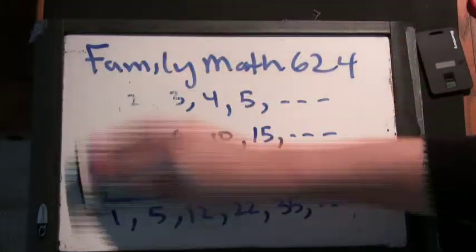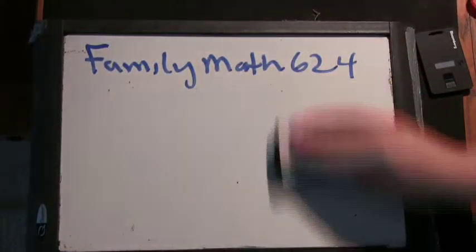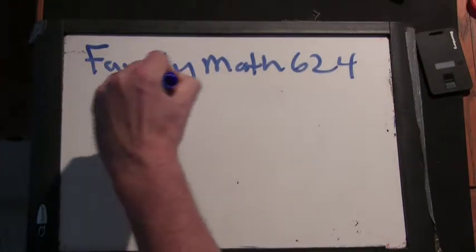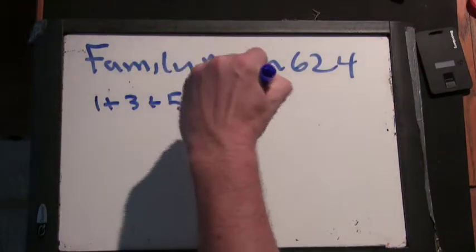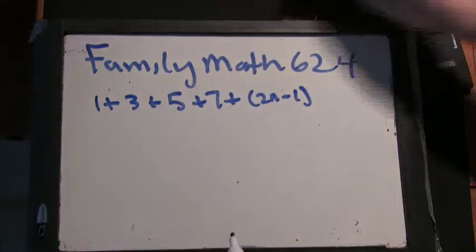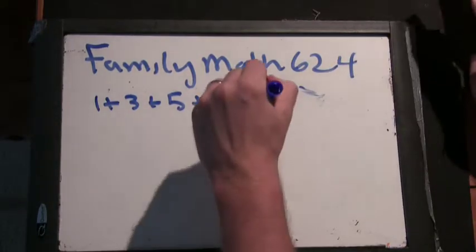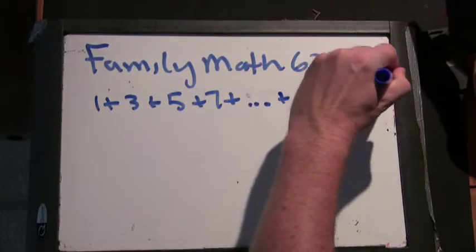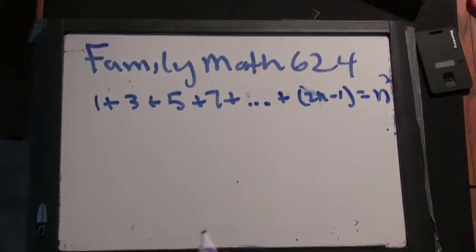Okay, so let's do an induction proof. It's going to be that 1 plus 3 plus 5 plus 7 plus ... up to 2n minus 1. These are my dots. I think this is n squared, but let's check.